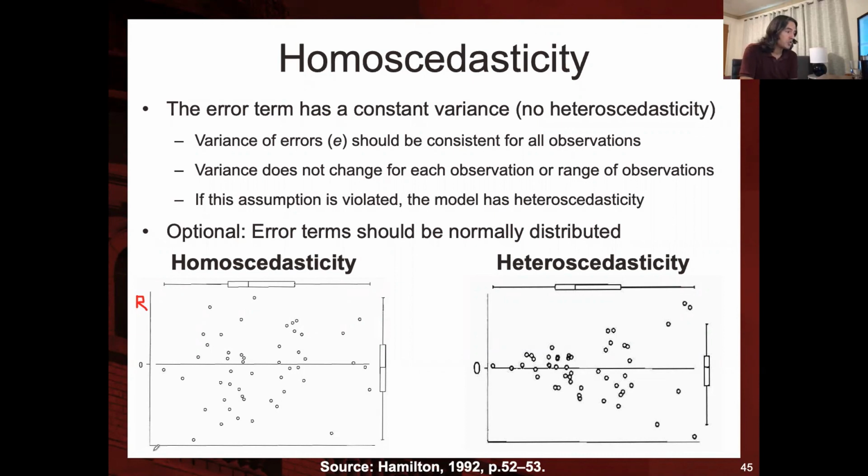And we expect this to be for all scale of my predicted dependent variable. If I have, like in this case here, for lower levels of y, I have lower variance of residuals, and then they start to increase, then I have a problem of heteroscedasticity. So I have to do an analysis of residuals to see if my residuals are homoscedastic or not, okay?